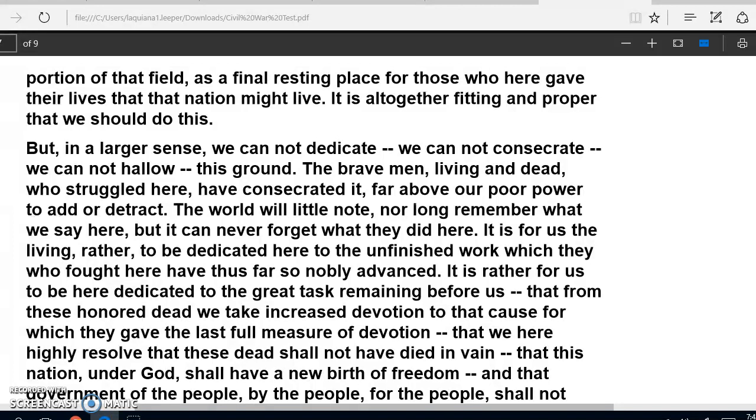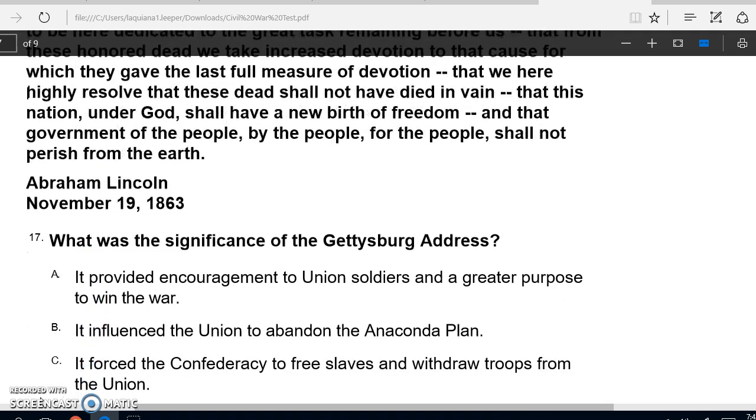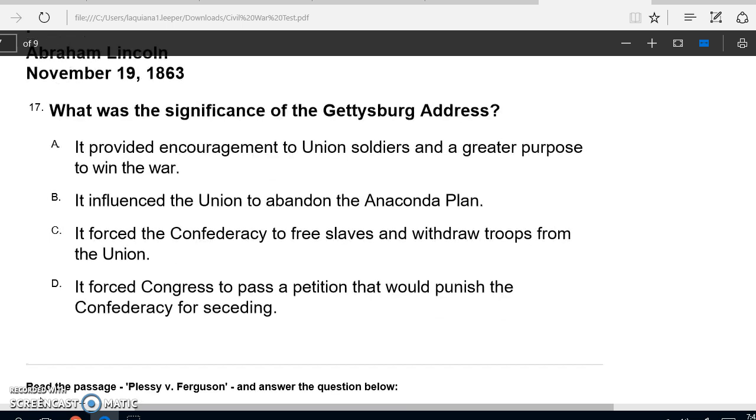It is rather for us to be here dedicated to the great task remaining before us, that from these honored dead we take increased devotion to that cause for which they gave the last full measure of devotion, that we here highly resolve that these dead shall not have died in vain, that this nation under God shall have a new birth of freedom, and that government of the people, by the people, for the people, shall not perish from the earth. Abraham Lincoln, November 19th, 1863.